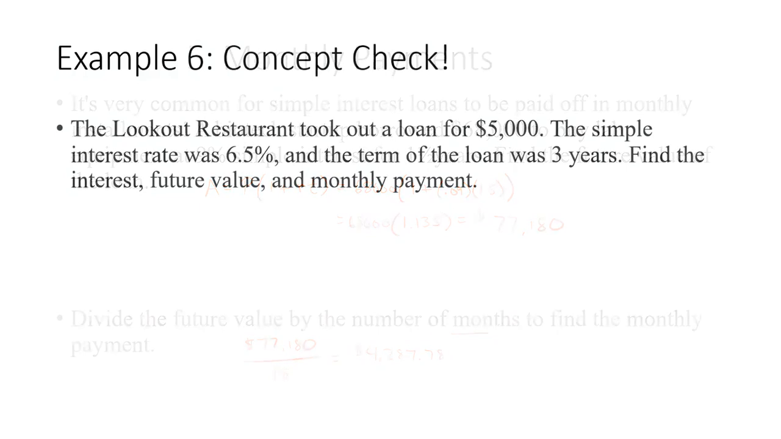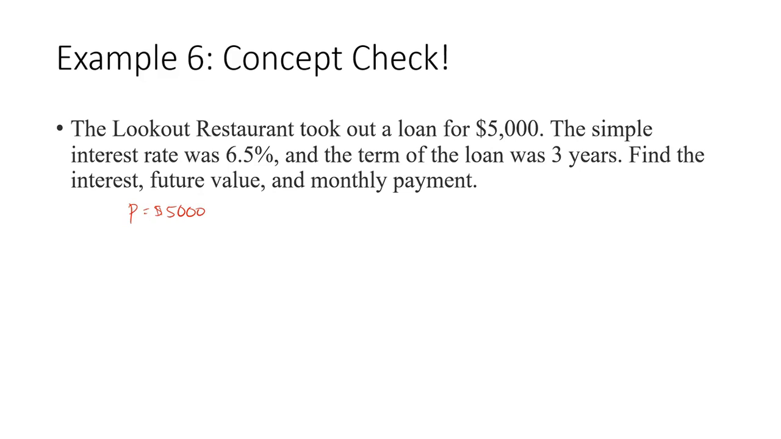So let's put this all together and see if we can figure all these things out at once. The Lookout Restaurant took out a loan for $5,000. The simple interest rate is 6.5%, and the term of the loan is 3 years. So that means that our principal is $5,000. That's how much money that they borrowed. The interest rate is 6.5%, or 0.065, and the term of the loan, T, is 3 years. We want to find the interest, so the interest is just P times R times T. So if we multiply 5,000 times 0.065 times 3, the interest is $975.